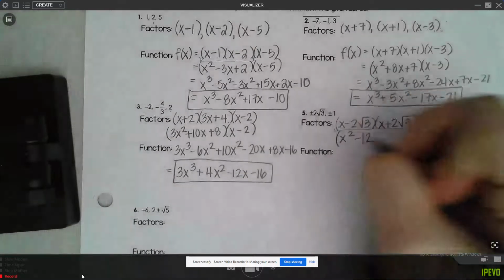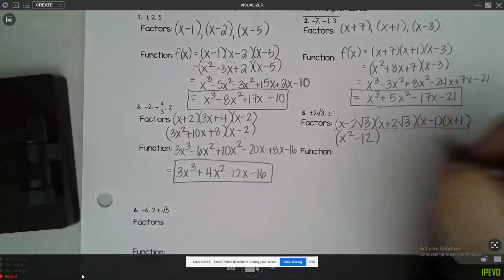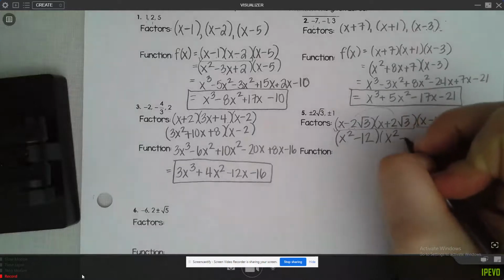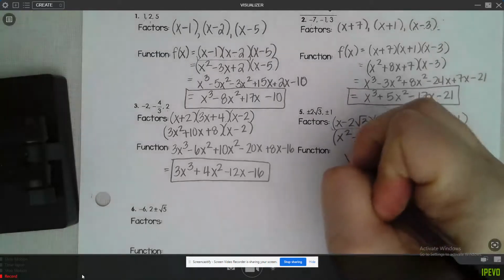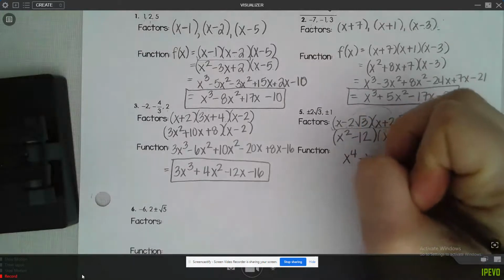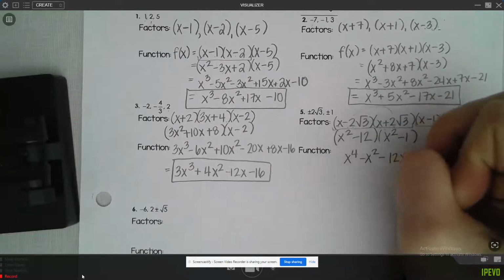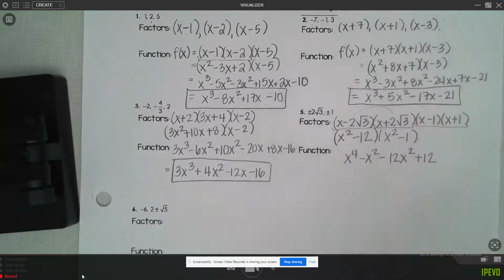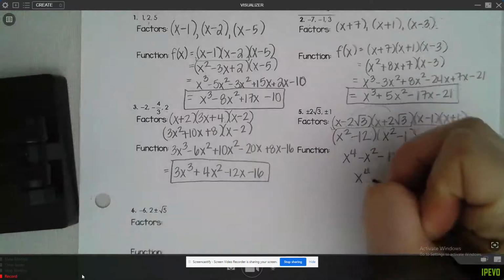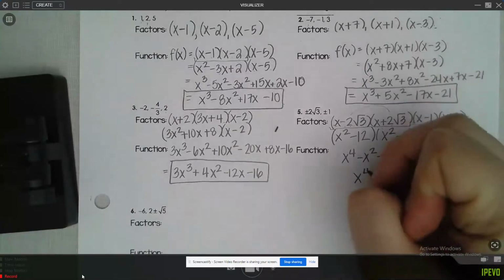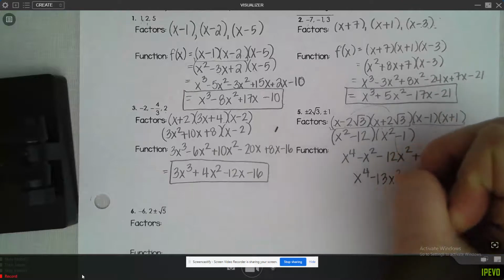So there's that one. Foil this one. It's just going to be x squared minus 1 because the negative 1 and the positive 1 cancel. What do we do from here? Foil again, distribute again, right? So this is x to the 4th minus x squared minus 12x squared plus 12. Final answer is x to the 4th minus 13x squared plus 12.